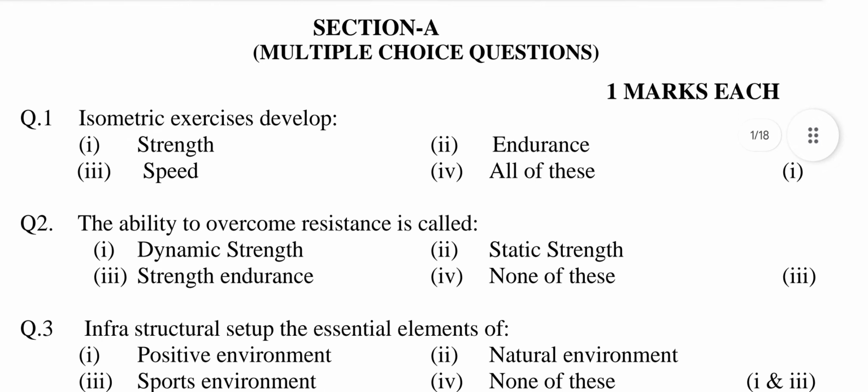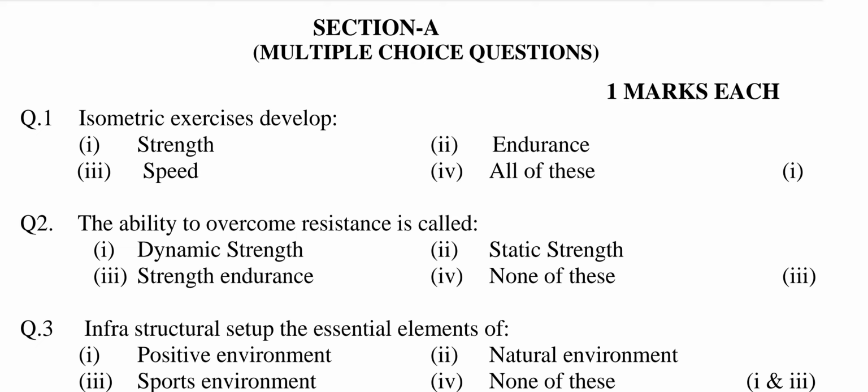Question number 1. Isometric exercises develop: option first, strength; second, endurance; third, speed; fourth, all of these. Answer is option first, strength. Question number 2. The ability to overcome resistance is called: option first, dynamic strength; second, static strength; third, strength endurance; fourth, none of these. Answer is option third, strength endurance.